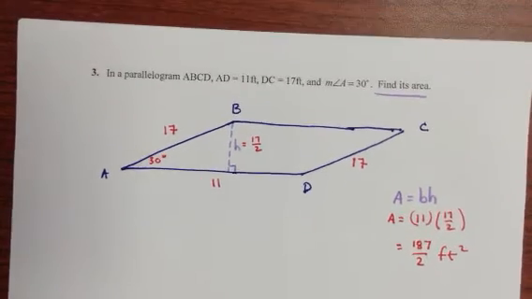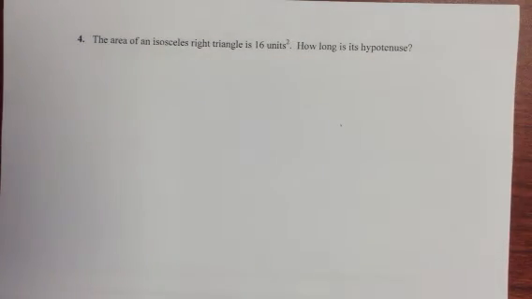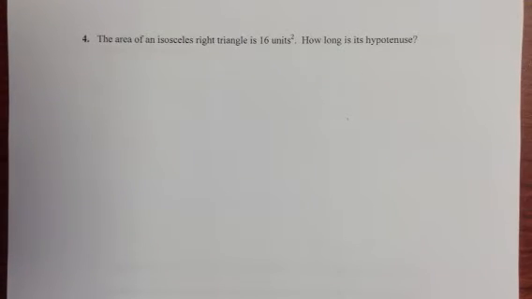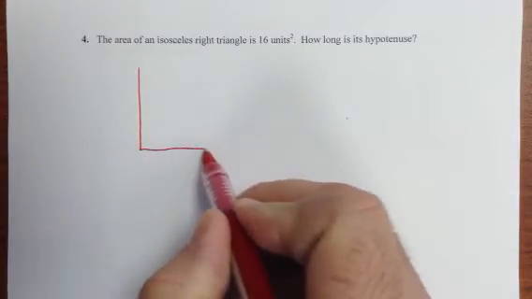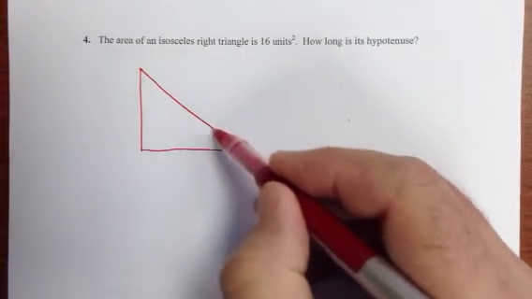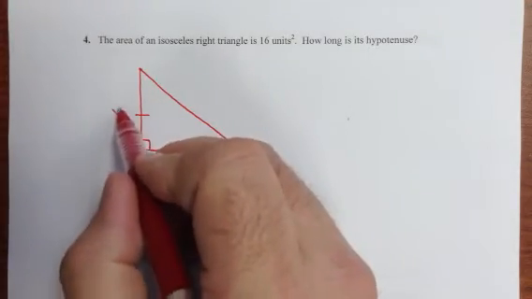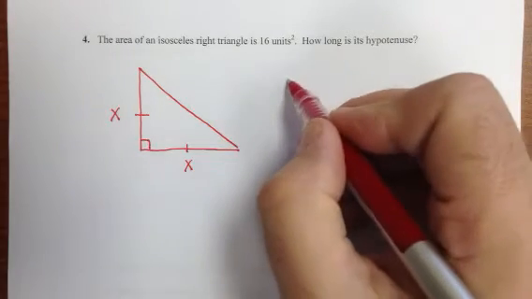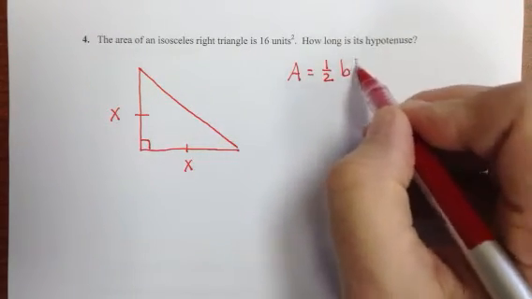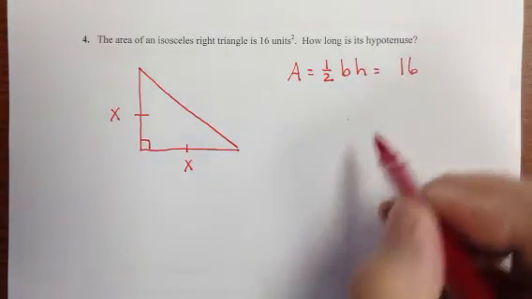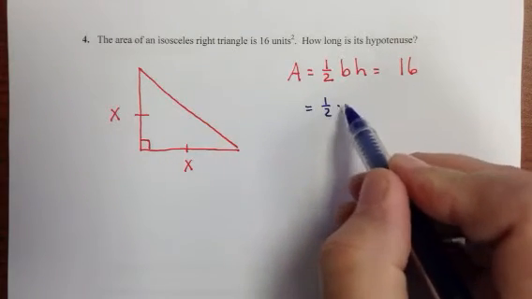All right, number 4. The area of an isosceles right triangle is 16 square units. An isosceles right triangle is 45, 45, 90. So these two sides are equal. Area of a triangle is 1/2 base times height. And I know that this area is 16. The base and the height are the same.